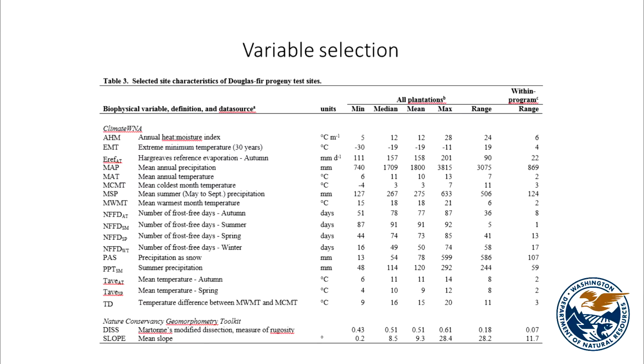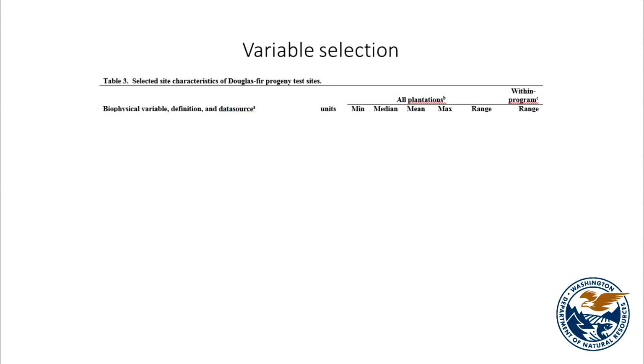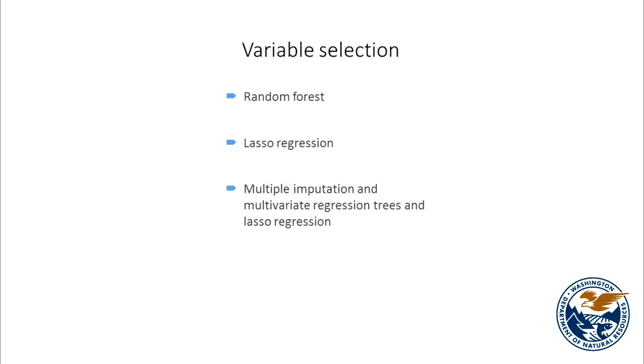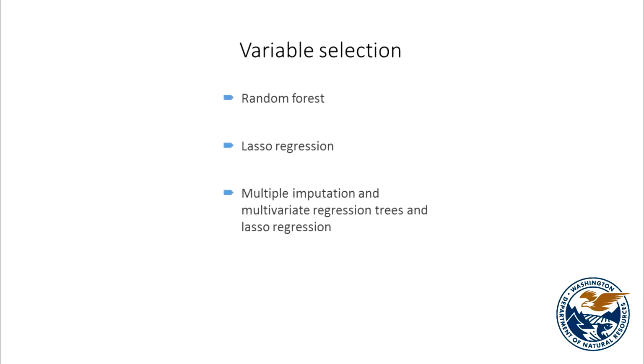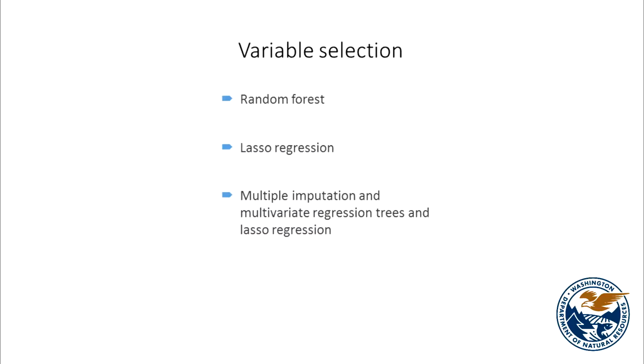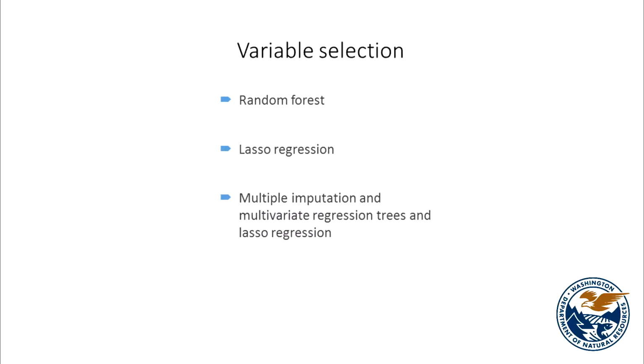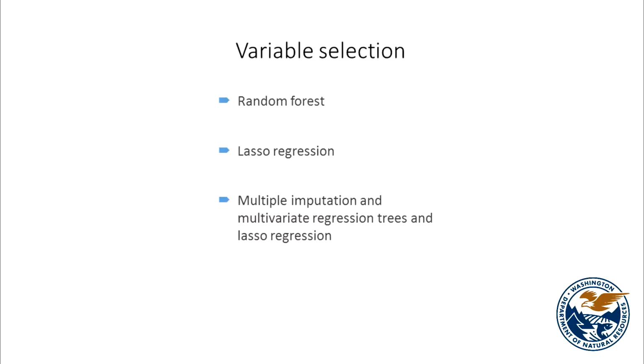And we had mostly annual variables, but we did have some seasonal variables. So from here, we stuck with the three-pronged approach that we started off with in our pilot study, but we refined it a little bit. So we stuck with the random forest, we stuck with the lasso regression, but instead of using simple correlations, we replaced that by using multiple imputation and multivariate regression trees and lasso regression.